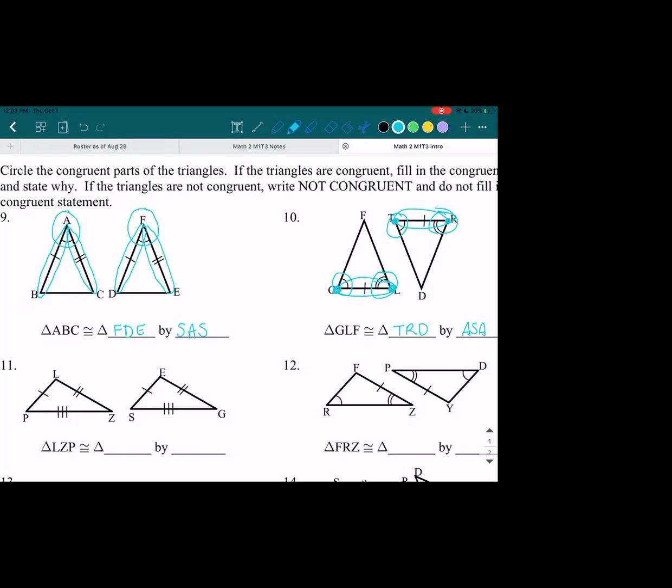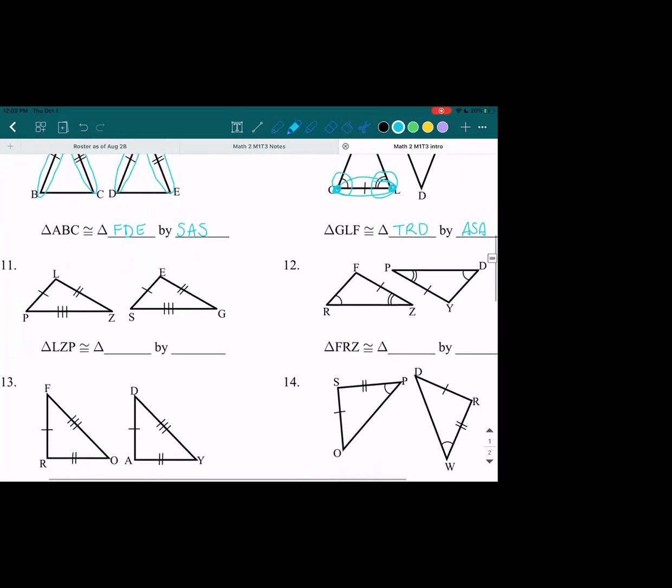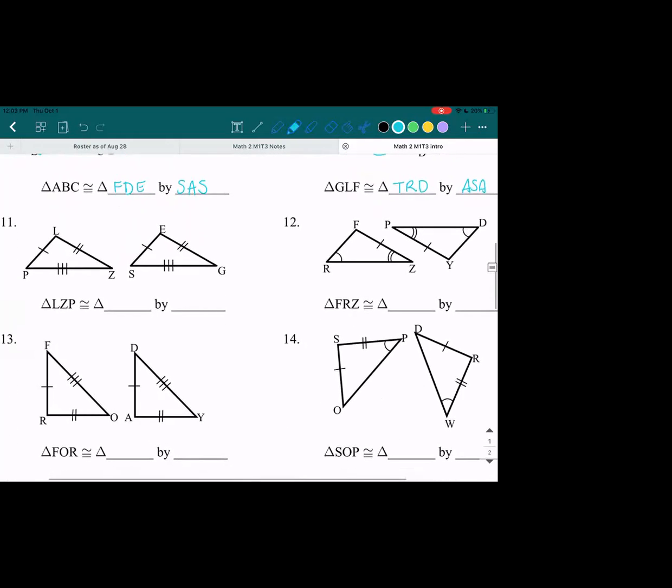Okay, let's do 11 and 12. So starting with 11, we have this side that's congruent to this side. We also have this one congruent to this one, and this one congruent to this one. So we have three sides, so this is S, S, S.